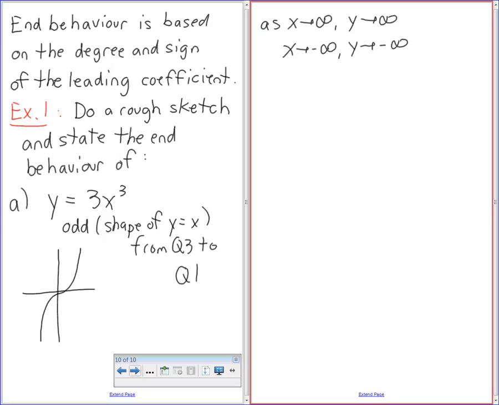All right, example B. y equals 5x to the 4. All right, Matt, I'd like you to be brave, please. I'd like you to tell me if this is an even function or an odd function, and why. Even. Why is it even? Because of the 4, right? So this is going to be an even function.